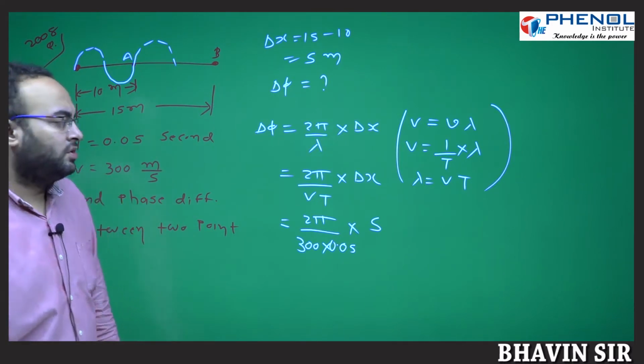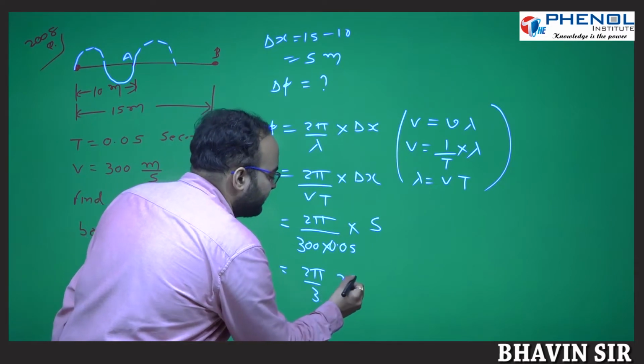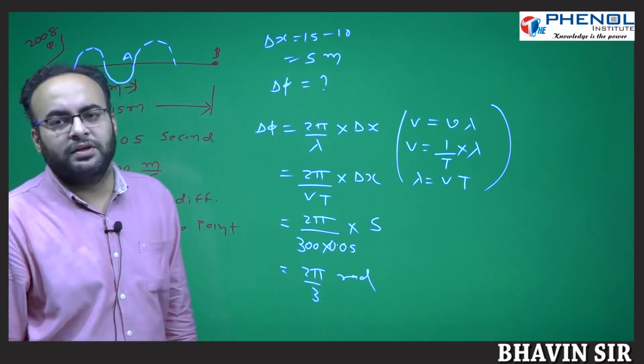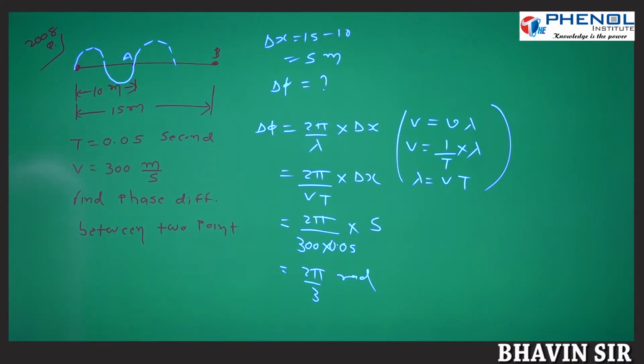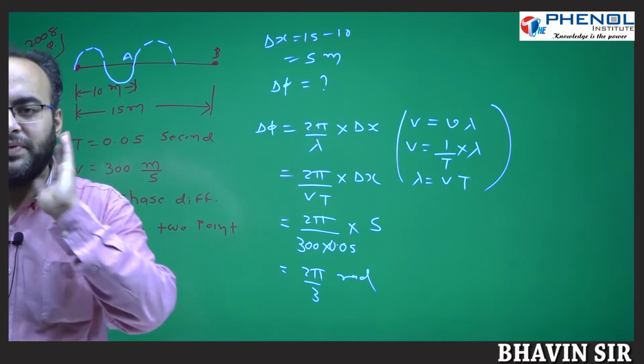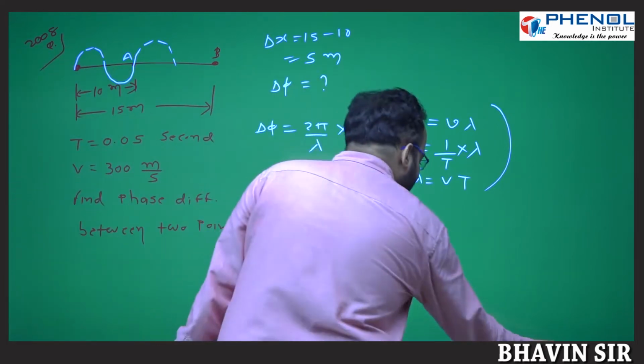Okay. Chalo. So what is the final answer? 2 pi by 3 radian. Chalo. So clear. What is our final answer? 2 pi by 3 radian. Okay. So that is our final answer. Now see the next.